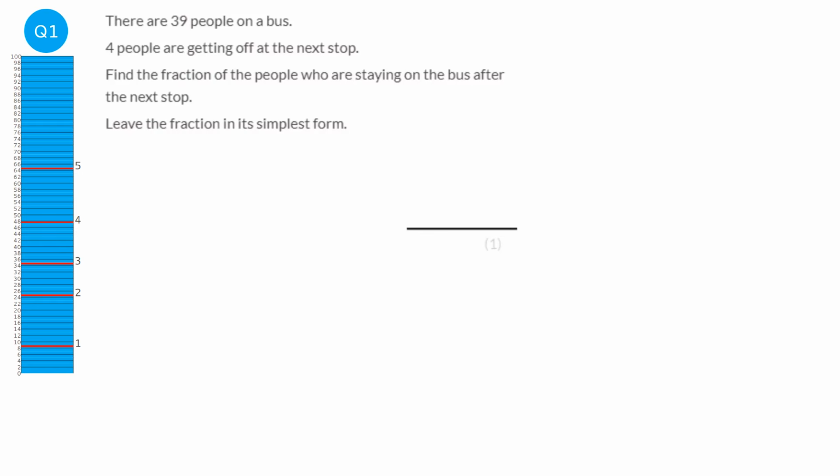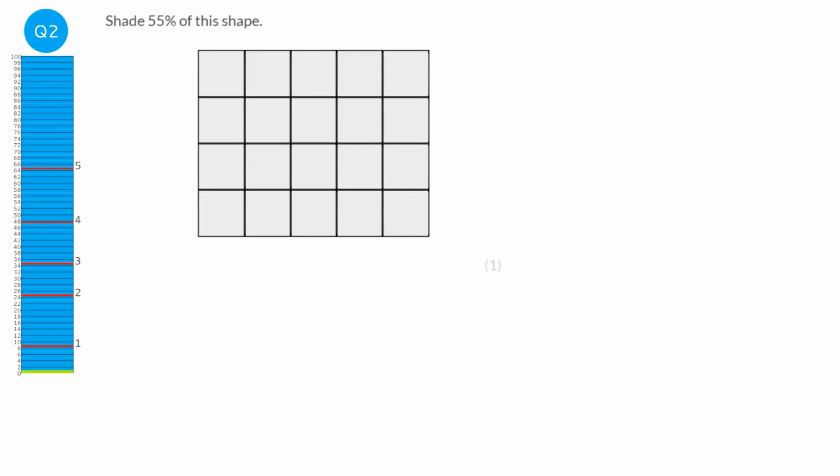If there were 39 people on the bus, and 4 people got off the bus, that would leave 35 people remaining on the bus. So the fraction of people staying on the bus is 35 out of the 39 people on the bus. So our answer is, as a fraction, 35 over 39. And we can't cancel that any further.